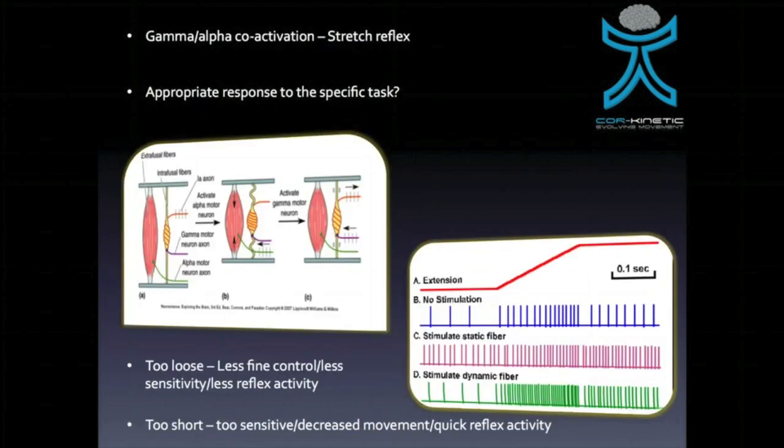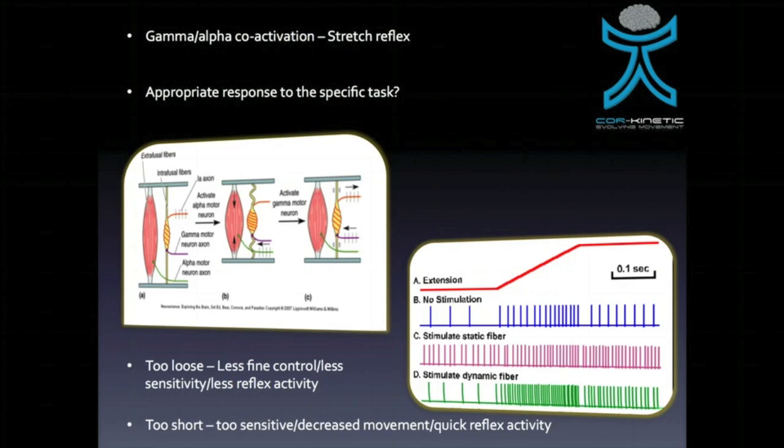So if we think about gamma and alpha co-activation, which is the stretch reflex, we have to start to think about the appropriate response to the task, and that's kind of what I was alluding to earlier. So if my gamma bias, my intrafusal fiber, is set very, very tight, very, very sensitive, only a small lengthening of that fiber will produce a shortening of my muscle fiber. That's because simply, my muscle doesn't want to lengthen like that. My muscle wants to stay within the range of movement that my intrafusal fiber is set.